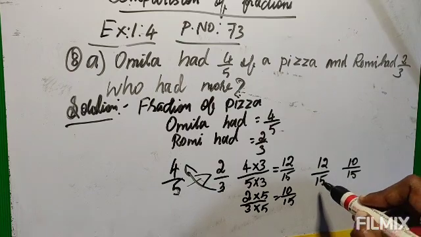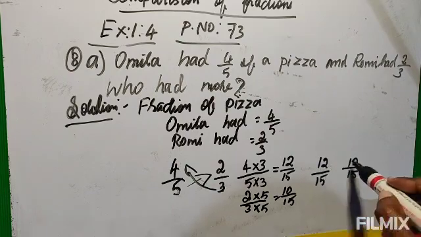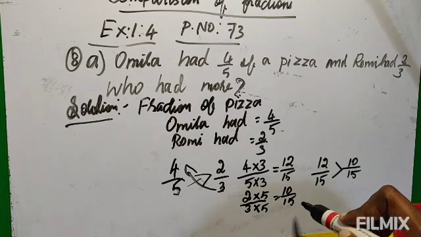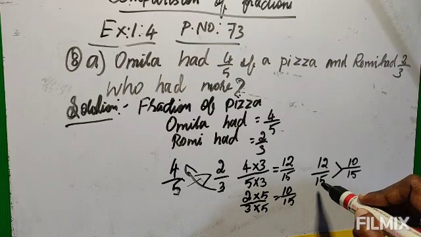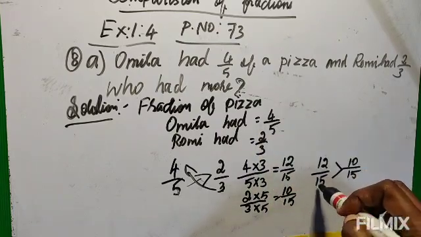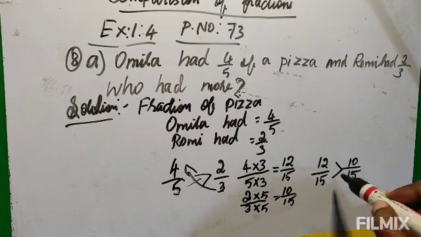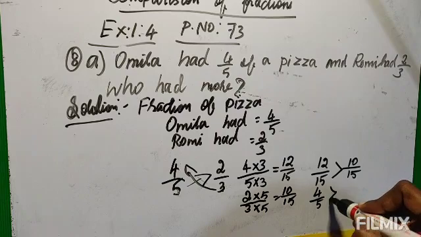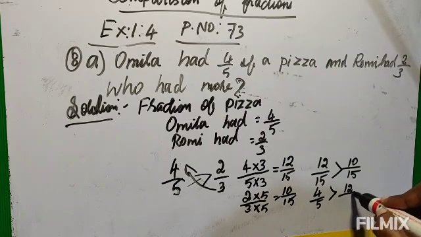Since both the denominators are the same, you can compare the numerators. In this numerator, which is bigger? 12 is bigger. So this is the bigger one. But you cannot write that 12 by 15 is bigger. You have to write the original fraction only. For 12 by 15, which is the fraction? 4 by 5. So you have to write 4 by 5 is bigger than 2 by 3.